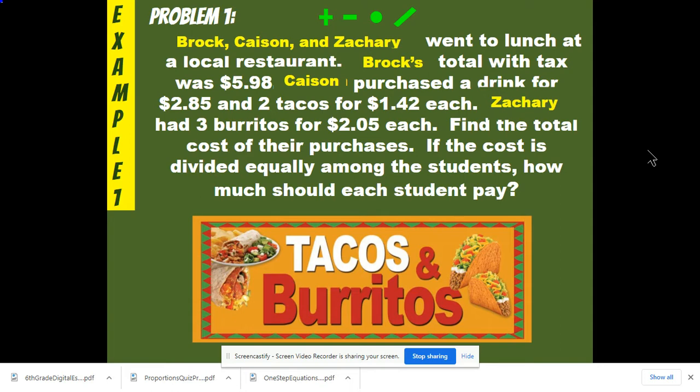Okay, so Brock, Kason, and Zach went to lunch at a local restaurant, tacos and burritos. Brock's total with tax was $5.98. Kason purchased a drink for $2.85 and 2 tacos for $1.42. Zachary had 3 burritos for $2.05 each. Find the total cost of their purchases. Also, if the cost is divided equally among the students, how much should each student pay?